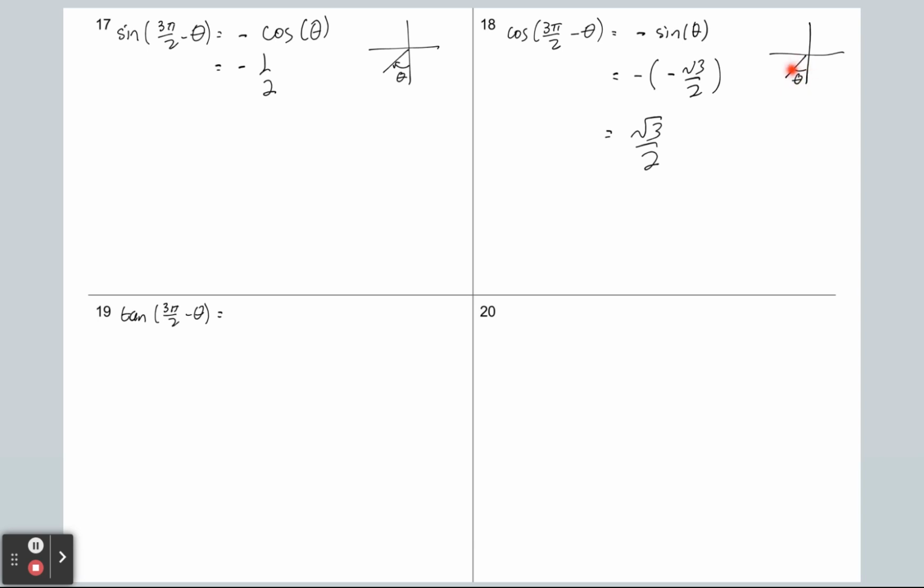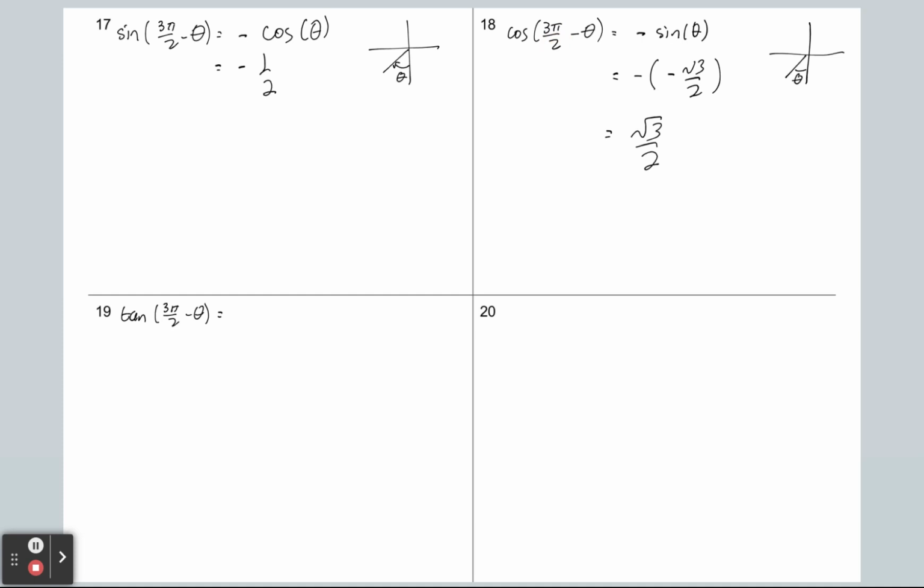Again, it might not look like it, but if you do the rotations around, you will find that in fact the cosine of 3 pi on 2 minus theta will end up being in a quadrant where cosine is positive. Do it for yourself so you can confirm it.